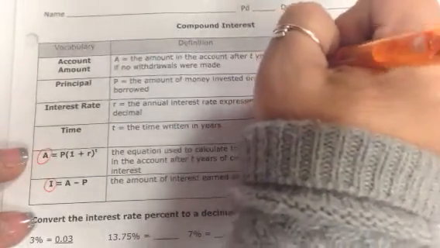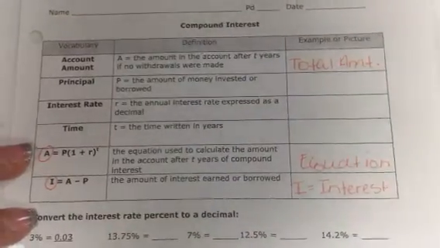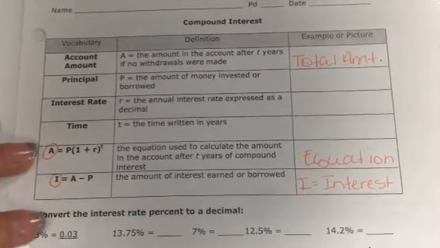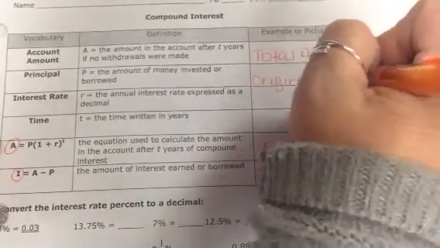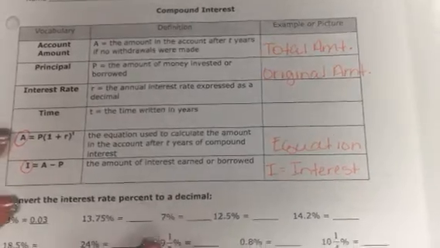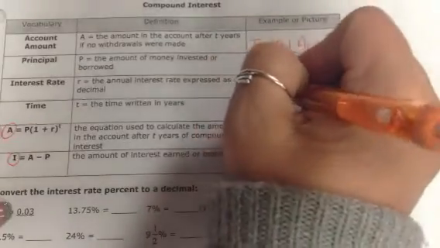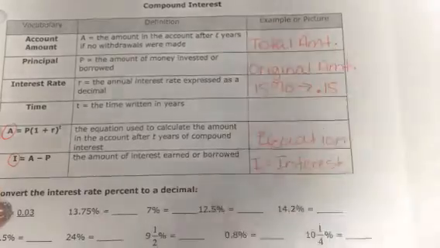My account amount, A, is my total amount. It is what I pay after everything is said and done, with interest and all. Okay, my principal, we talked about this. It's our original amount. It's the amount we either took out the loan for or we loaned, either one. Or we deposited, whatever it is. This is our original amount, our starting amount. Our interest rate is still the same at 15%. Remember, we moved the decimal twice, and it was 0.15.